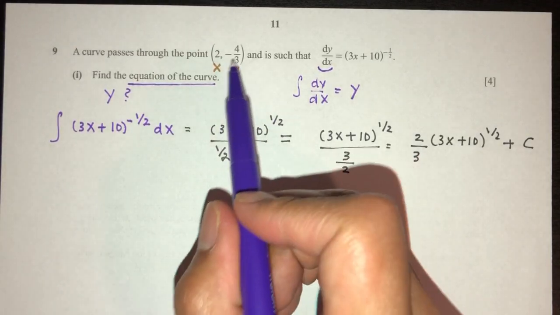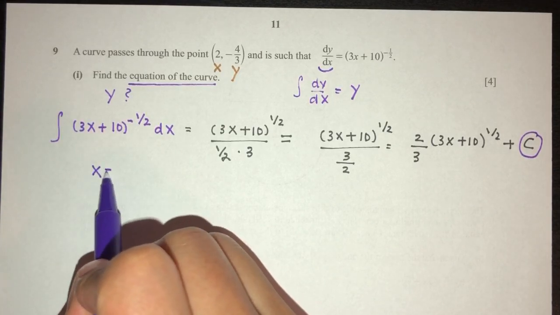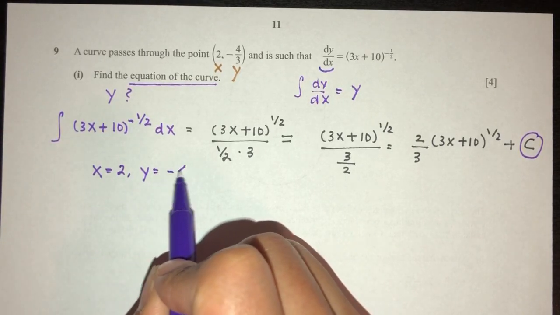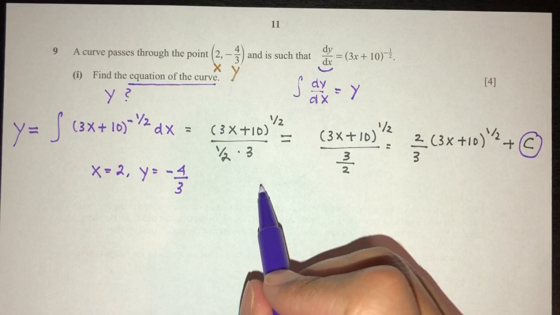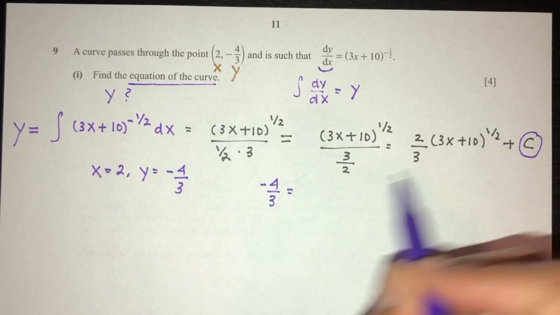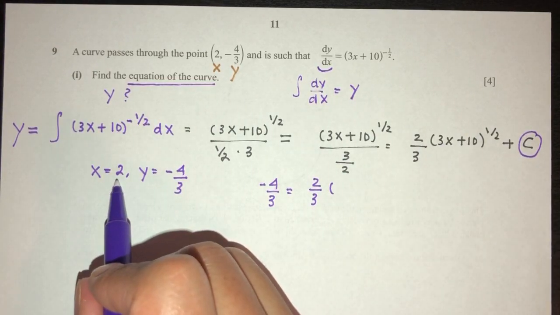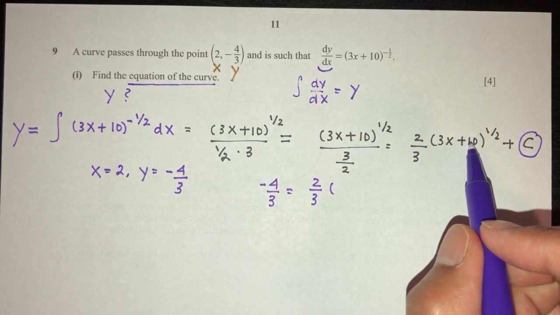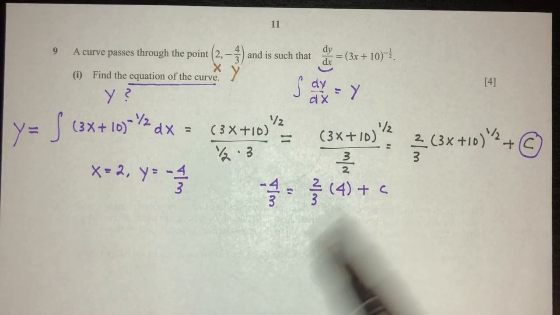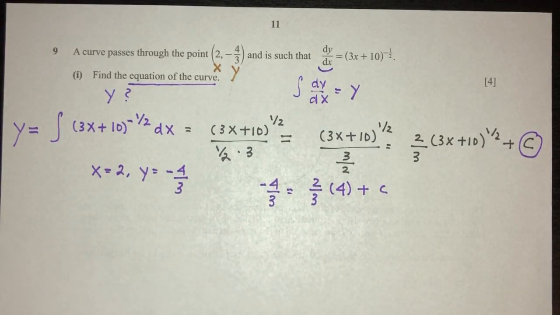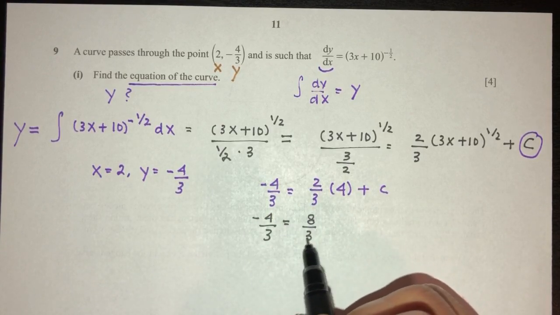So now we have been given a point. This point is used to find the value of c. When x equals 2, the value of y is minus 4 over 3. So this is actually y. So we have minus 4 over 3 is equal to 2 over 3 times (3 times 2 is 6, plus 10, is 16) power half, which will be 4, plus c. Now simplify this, we have minus 4 over 3 is equal to 8 over 3 plus the value of c.